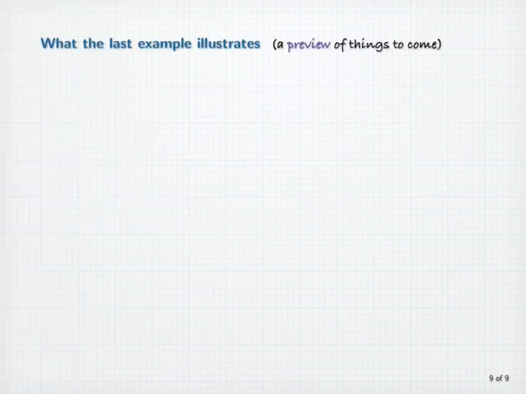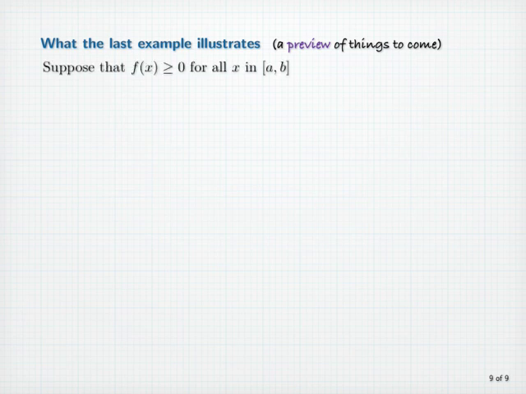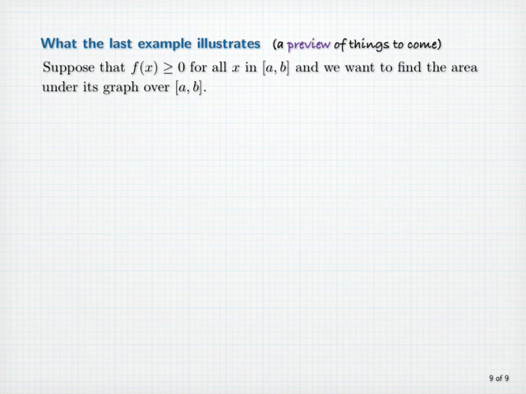Now let's think about what that last example illustrates, and this is a preview of things that are to come. Suppose that f of x is greater than or equal to 0 for all x in the interval a, b, and we want to find the area under its graph over that interval.